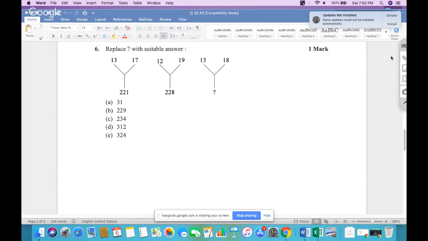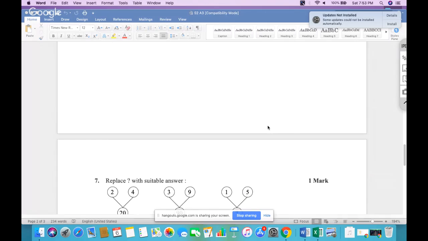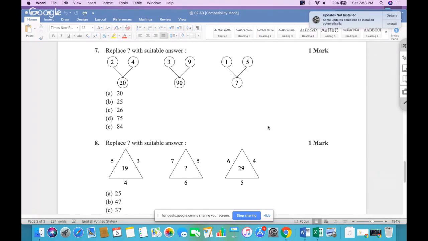A very straightforward question. It is 13, 17 into 13 is 13 into 17 is 221, 12 into 19 is 228. So 13 into 18 would be 234. As simple as that. So that's not a question we should be worrying about. Question number 7. Got it. Answer is 234. Solve question number 7.